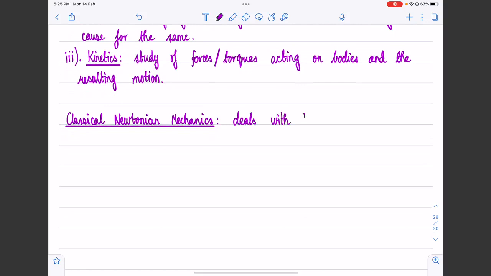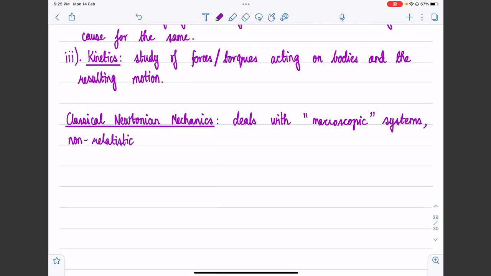So in classical Newtonian mechanics, we deal with macroscopic systems. That is, we don't go into the atomic or subatomic level. So we are going to deal with macroscopic systems, that is as far as size is concerned. And then we are going to consider non-relativistic effects, or non-relativistic phenomena.